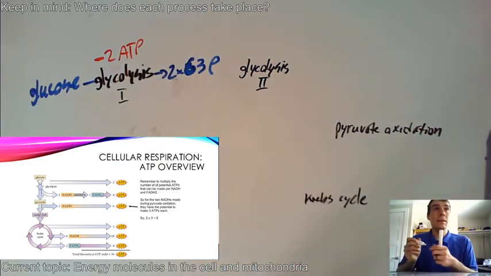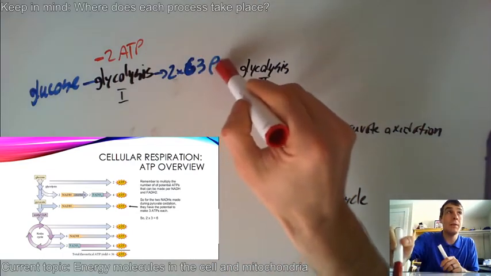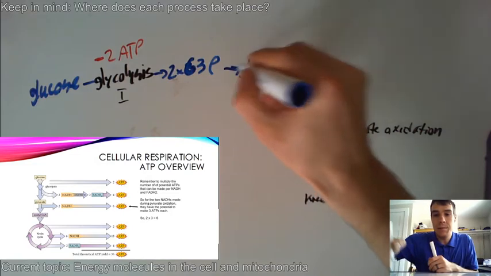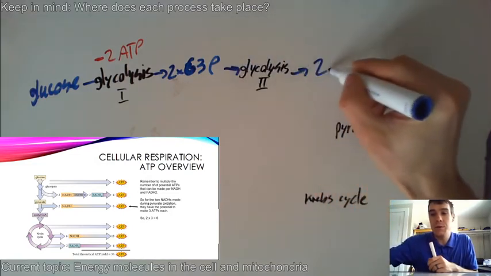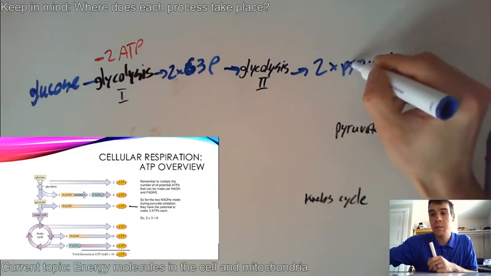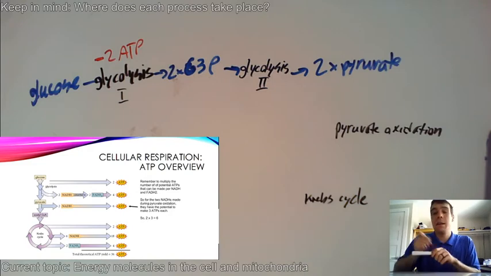Now what I mean there is that the ATP turns into ADP plus P. That P actually ends up here on the G3P. So that's the energy investment phase. Then there's a payoff phase, so those 2 G3P turn into 2 pyruvate after they come through glycolysis 2.